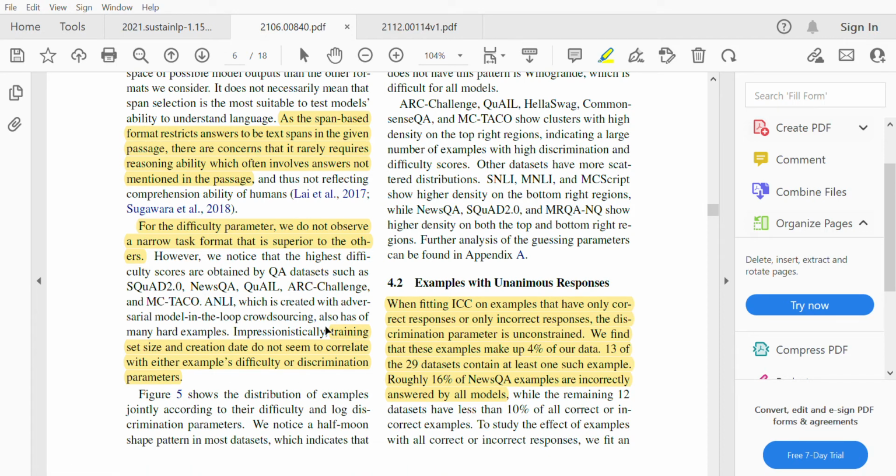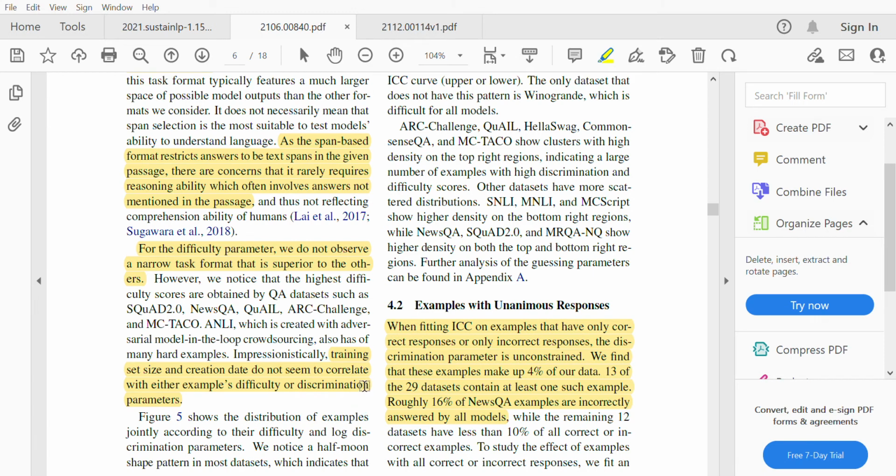They make an interesting comment here that training set size and creation date do not seem to correlate with either examples' difficulty or discrimination parameters. So the whole idea of, oh hey, this old data set was not sufficient, let's create a new one, this sort of puts that into question, right?